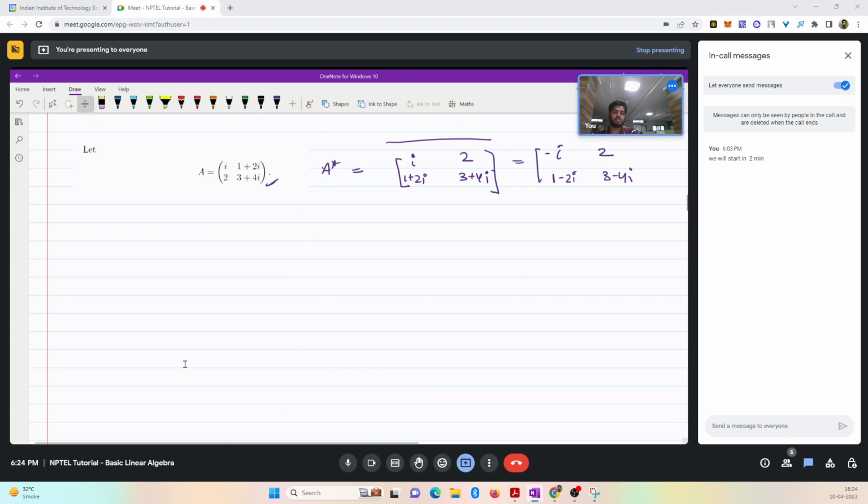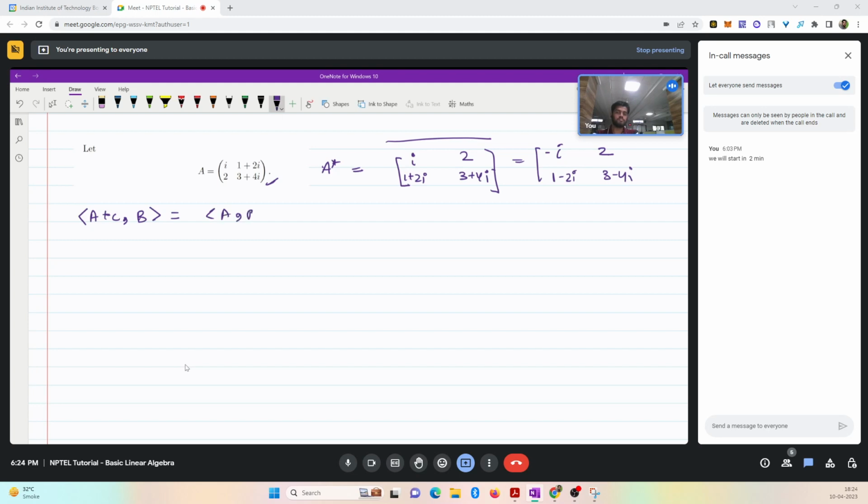Let's begin with the first property. What does the first property say? Let's say we have matrix A and some C, and we take its inner product with B, then it should be equal to A inner product with B plus C inner product with B. This is the first desired property that we want to show. Okay, let's break this thing. This would be trace of B conjugate times A plus C.